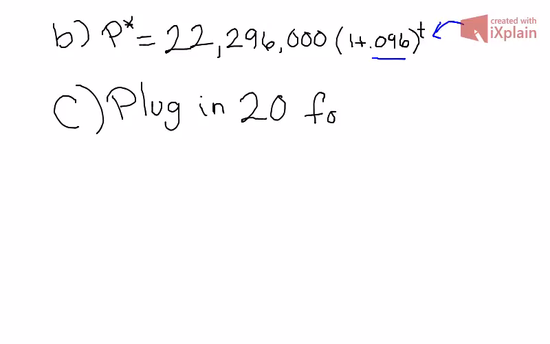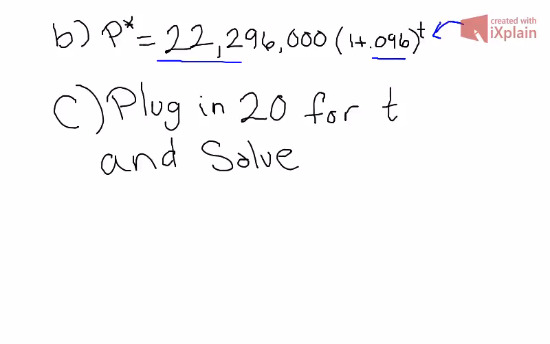So for C, it has us solving for what the population is in 2020. Well, in 2020, that's 20 years after the year 2000, and the year 2000 is where we have our initial population. So we plug in 20 for t because 20 years has passed. Okay, and then we just solve. We would just plug in 20 right there. We'd do 1 plus 0.096 to the 20th, multiply that by 22 million, and we'd have some answer. Okay, so I'm going to let you go ahead and solve for that on your own.